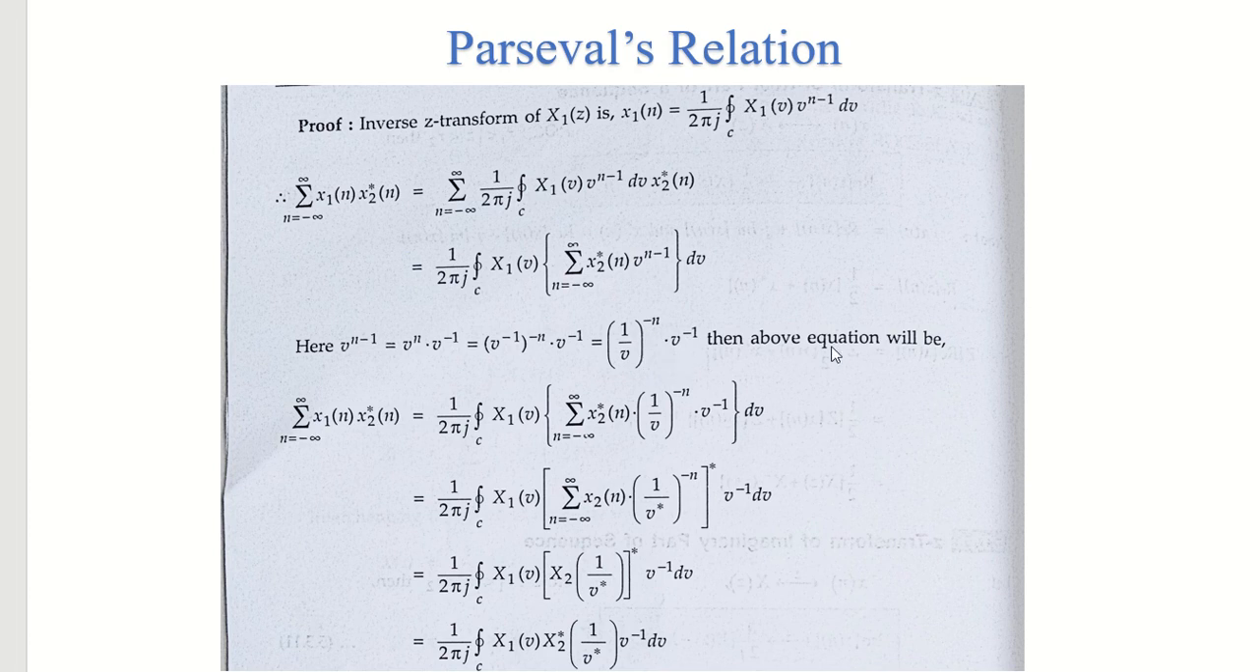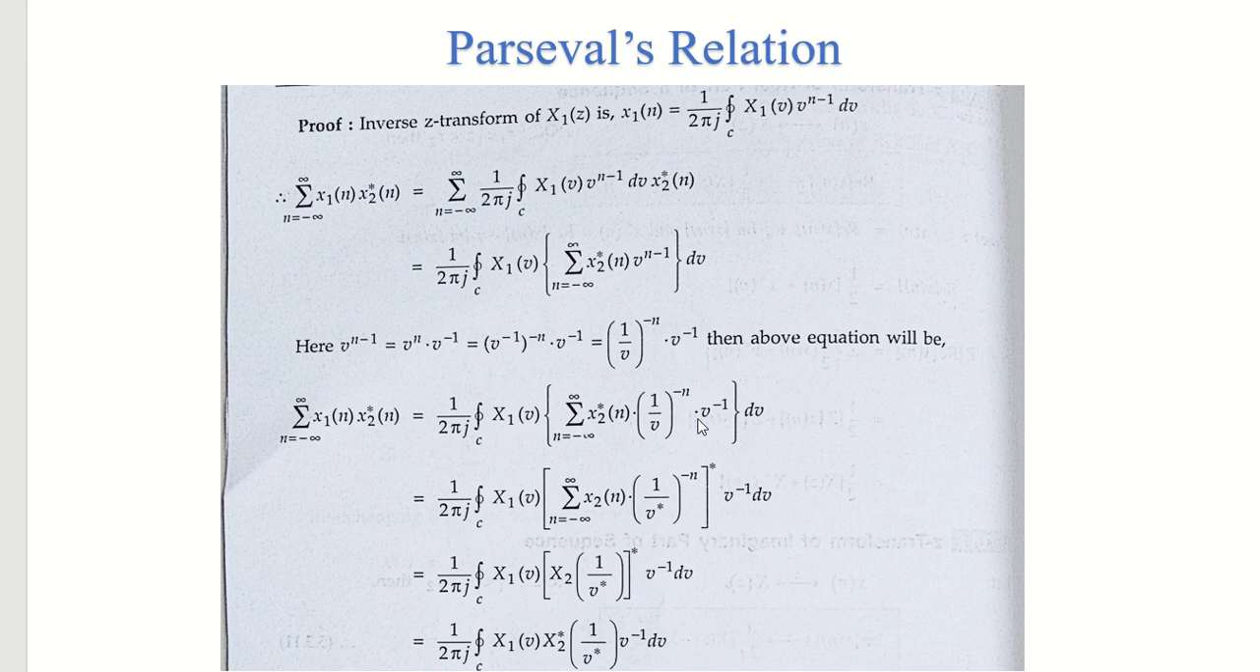When we do that, we can write this equation this way. All the terms outside the bracket will remain as they are. There will be only a change in v raised to n minus 1. Instead of v raised to n minus 1, we will be writing 1 by v raised to minus n into v inverse.